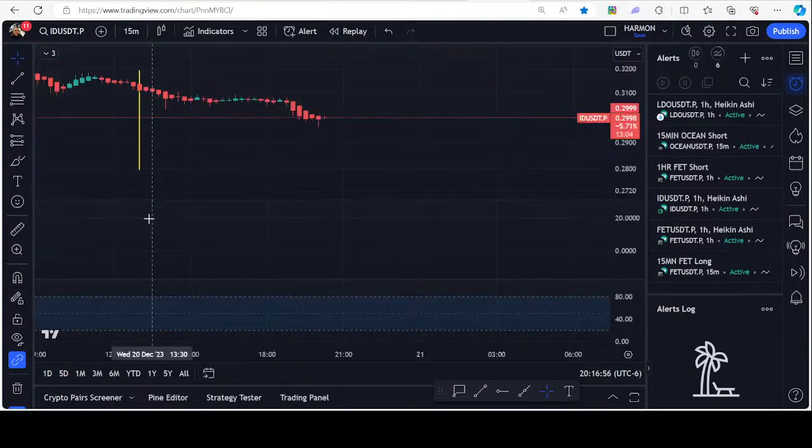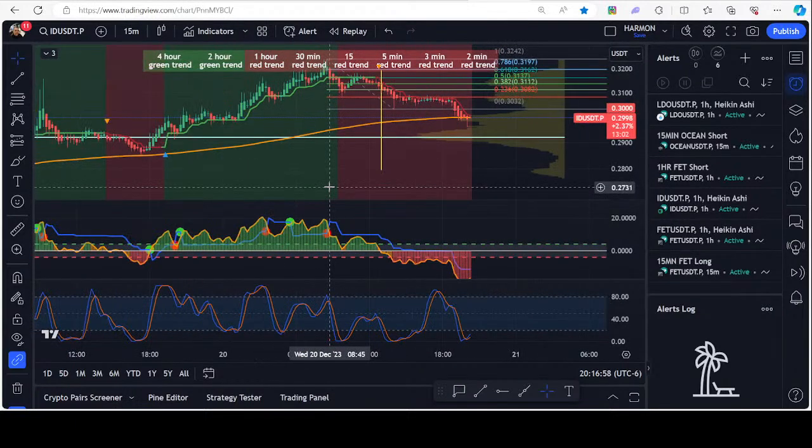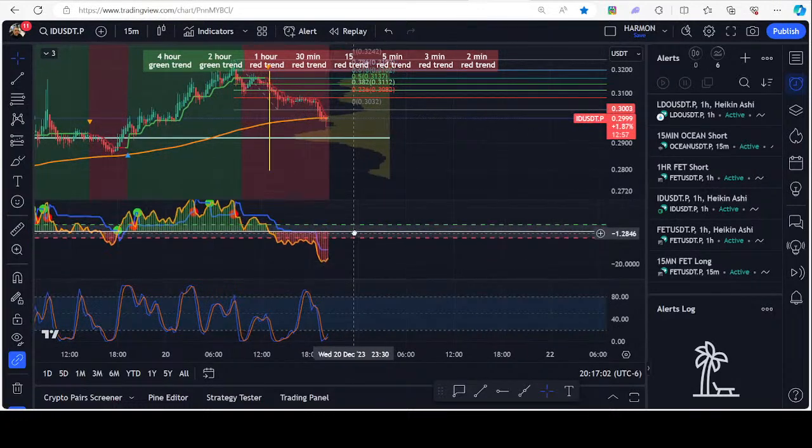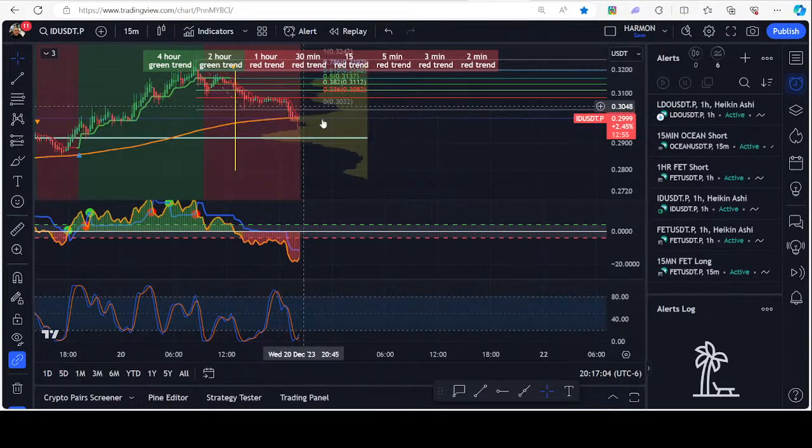So here we go, 15-minute. And then if you have a trade that happens like this, you can actually let it run out, bounce, and then once it bounces, get back into the second half of this leg here.